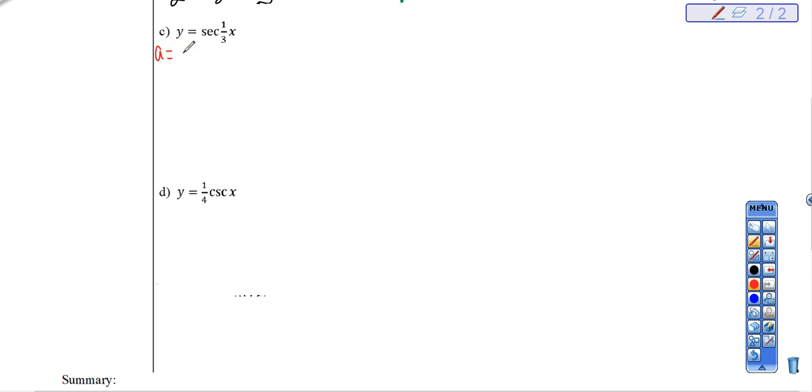What is it? 1. So our amplitude, absolute value of 1, or 1. The b term, 1/3, helps us to find our period. And in the instructions, if you remember yesterday, I asked you to find the amplitude, the period, the phase shift, and then sketch a graph. So the period of secant is 2 pi, reciprocal of cosine, over the absolute value of your b term.